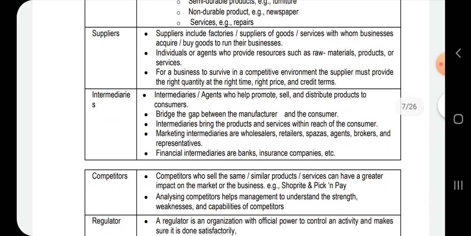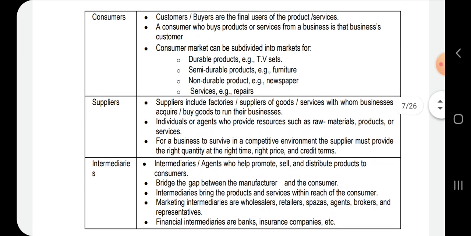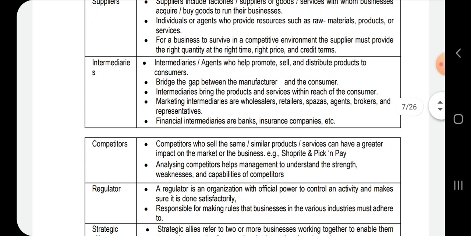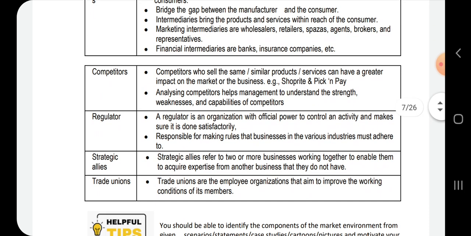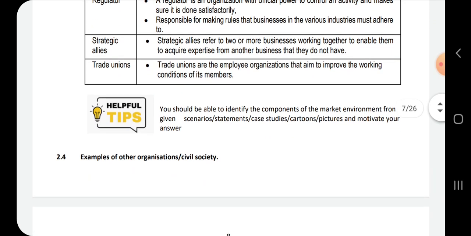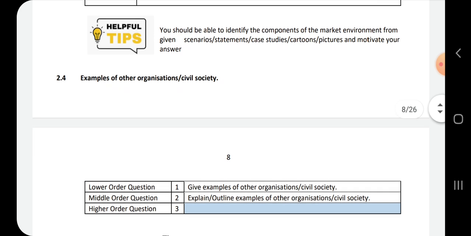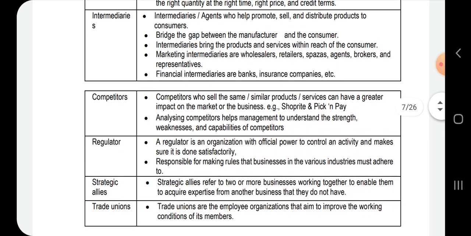Suppliers include factories, suppliers of goods or services. So what you do, you don't have to write exactly what is in here. You just explain what is a supplier, you explain what is a consumer, you explain what are intermediaries, you explain what are competitors, you explain what are regulators, you explain what are strategic allies, and you explain what is a trade union. Okay, you should be able to identify the components of the market environment from given scenarios, statements, case studies, cartoon pictures, and motivate your answer. So you must know that.